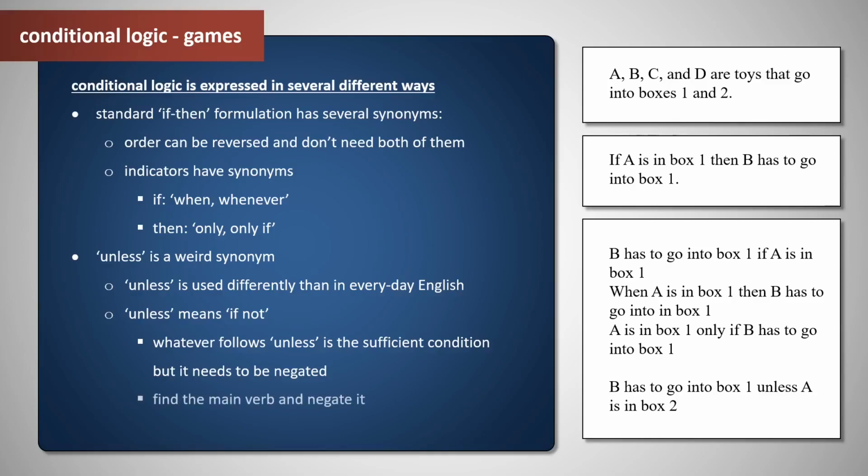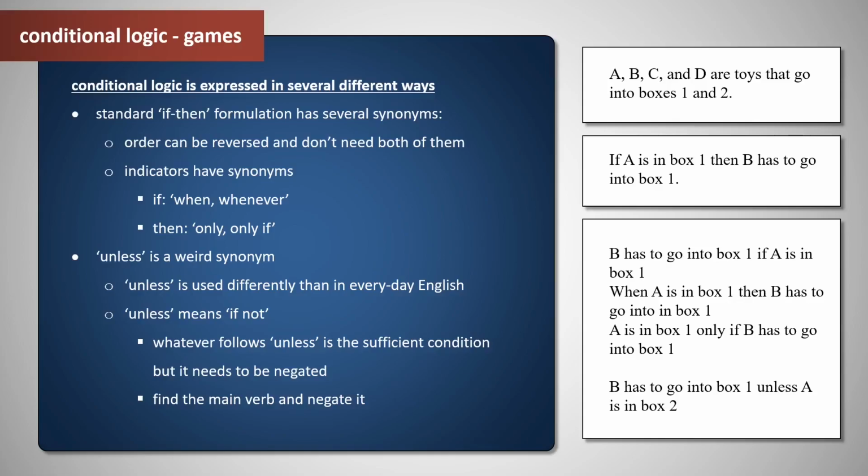Now, how do you negate it? Well, you find the main verb, and you negate that. So in this case, it's is in box 2. So B has to go into box 1 unless A is in box 2. So if not, A is in box 2. So if A is not in box 2, then B has to go into box 1. So you see what I did? I just replaced unless with if not.